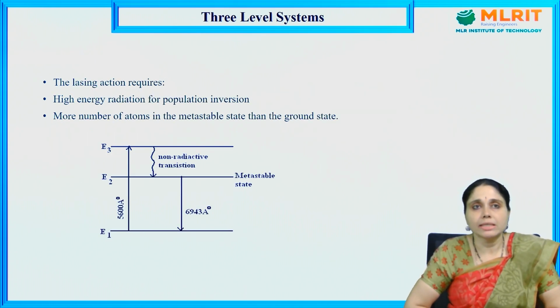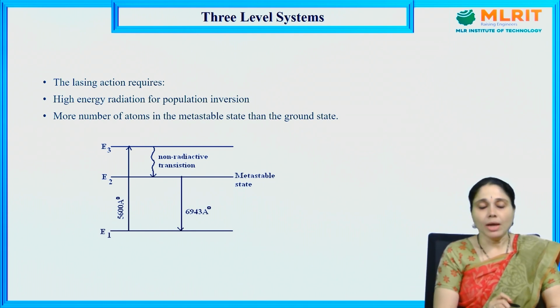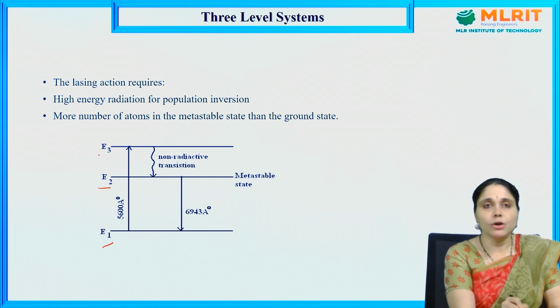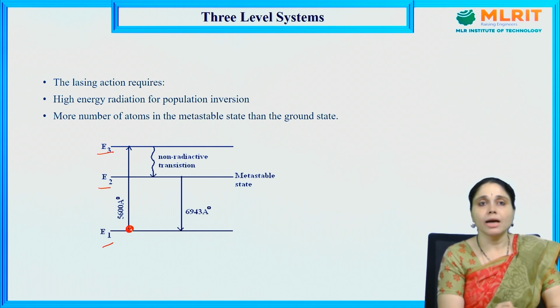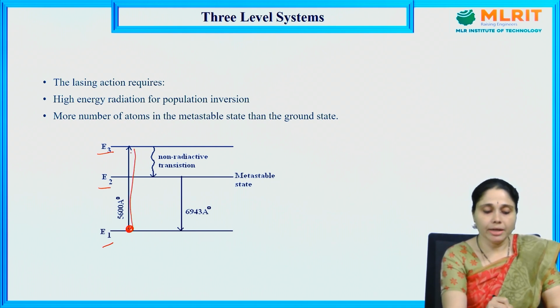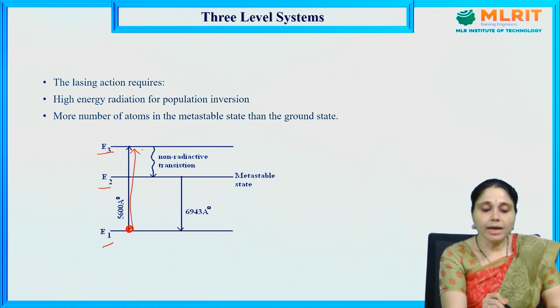So, this is the 3-level laser system. Lasing action requires population inversion, that is, more atoms in the metastable state than in the ground state. See the diagram over here. There are 3 energy levels, E1, E2 and E3. The atom in the ground state is excited to the higher energy state, directly to the state E3. There it stays for a lifetime of 10 to the power of minus 8 seconds.